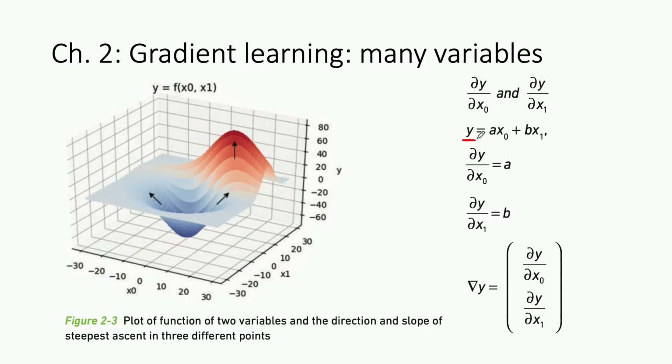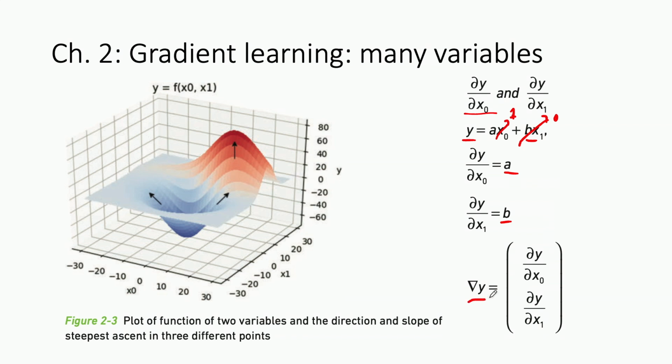So let's say your function just happens to be a x naught plus b x1, and you want partial y partial x naught. That means that you're going to assume this thing is a constant, and so the derivative of that with respect to x naught is just 0, and then the derivative of a times x naught with respect to x naught: this x naught, of course, just becomes unity, and so it's left with a. So partial y partial x naught is just a, and partial y partial x1 is just b in this case.